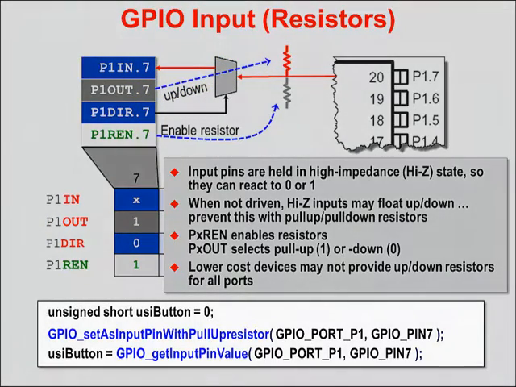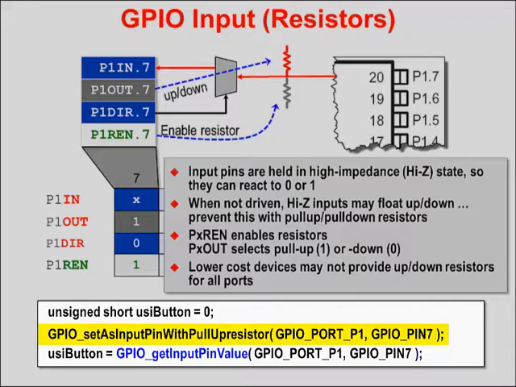Down below, we show you the driver library code. So we're going to create just an unsigned short example here where we have a variable that we're going to set equal to 0. Then we're going to set our input pin with pull-up resistor. Oh, that's nice. Now I don't have to know about P1 DIR and P1 REN.